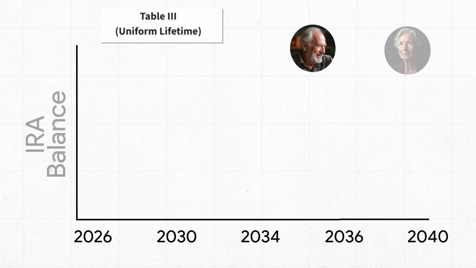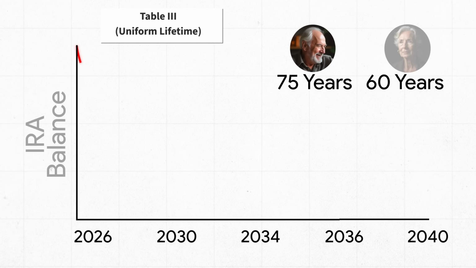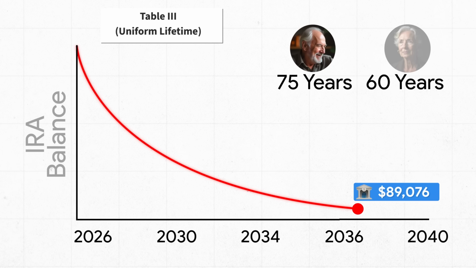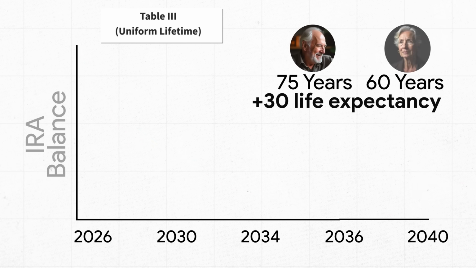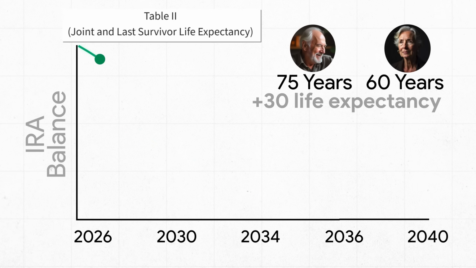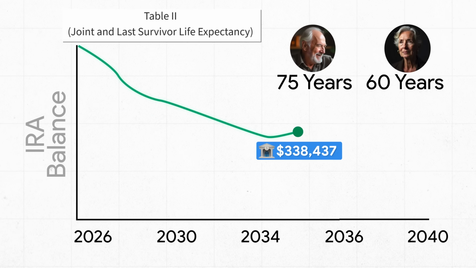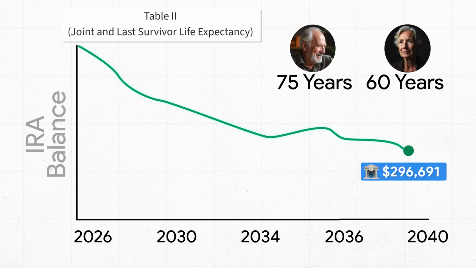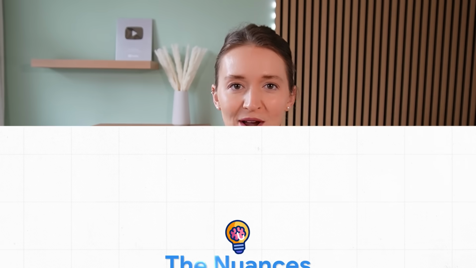Here's an example. Imagine a 75-year-old husband with a 60-year-old wife. If withdrawals were based only on his age, he'd have to take out a larger and larger chunk every year. But his wife could easily live another 30, 35, or even 40 years. Using the Joint and Last Survivor table stretches those withdrawals so the account can better support both lifetimes. So this is one of those rare times where the IRS actually cuts you a break.